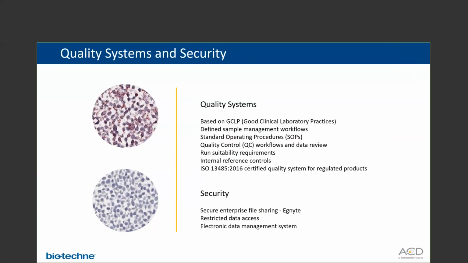We have quality control workflows set up and ensure data review so that you get the best data in your hands. We also use internal reference controls based on sponsor needs and as indicated in our statements of work. Our regulated products are ISO 13485 certified and monitored under our quality management system. With respect to security, our files are shared using a secure enterprise file sharing system called Ignite. We have restricted data access and all the data is managed electronically.